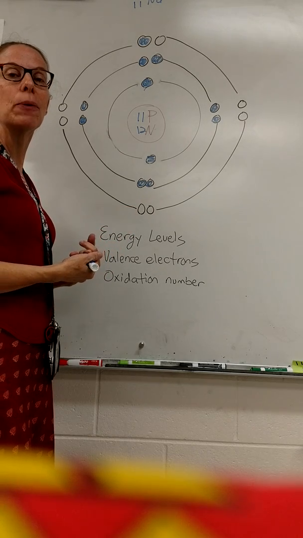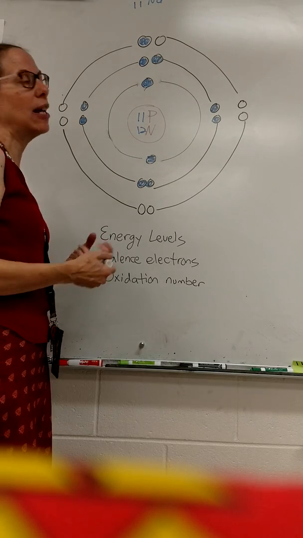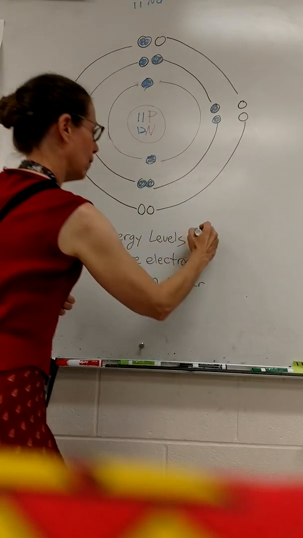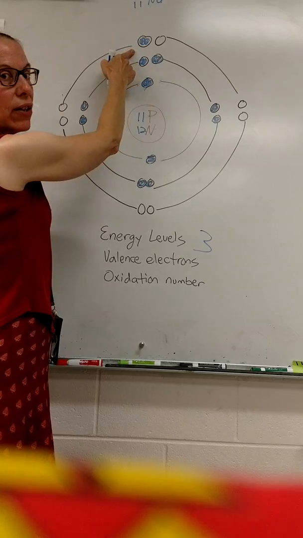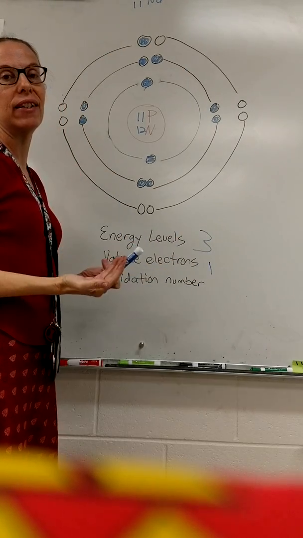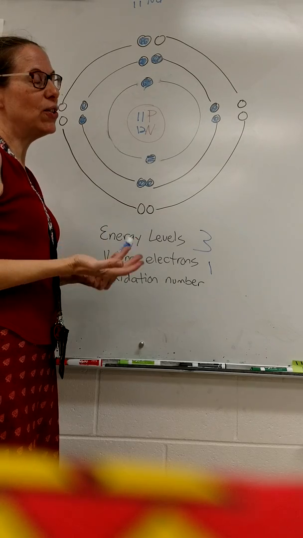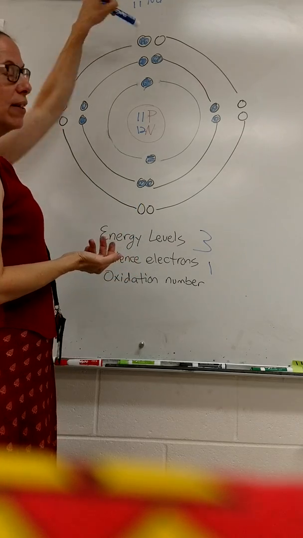Sodium is in the third period on the periodic table. All elements in the third period of the periodic table have 3 energy levels. So, when we look at our Bohr model, we see that in the outermost layer, sodium only has 1 electron. That is the valence electrons. Anytime you need to know the number of valence electrons, all you need to do is draw a Bohr model, figure out the number of electrons in this outermost layer, and there you go.